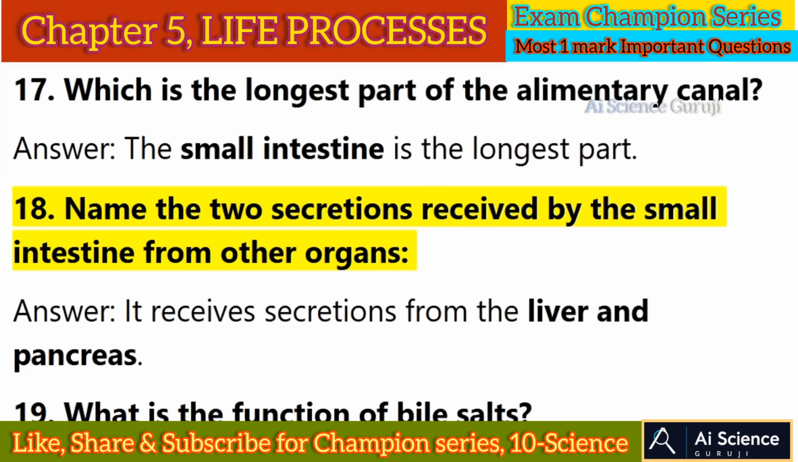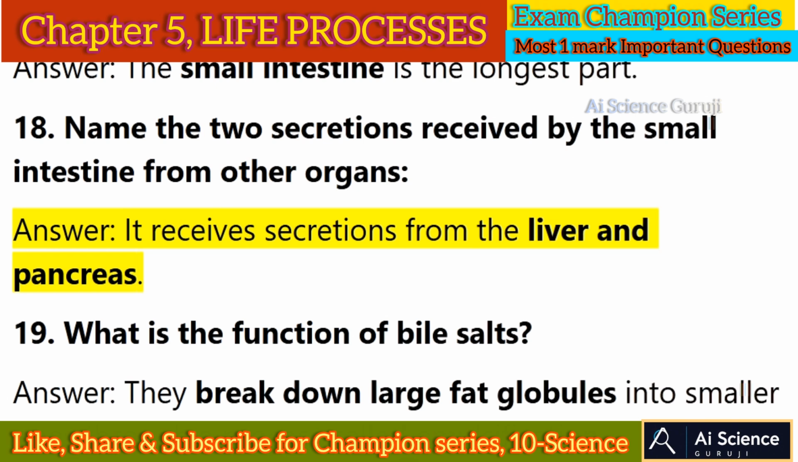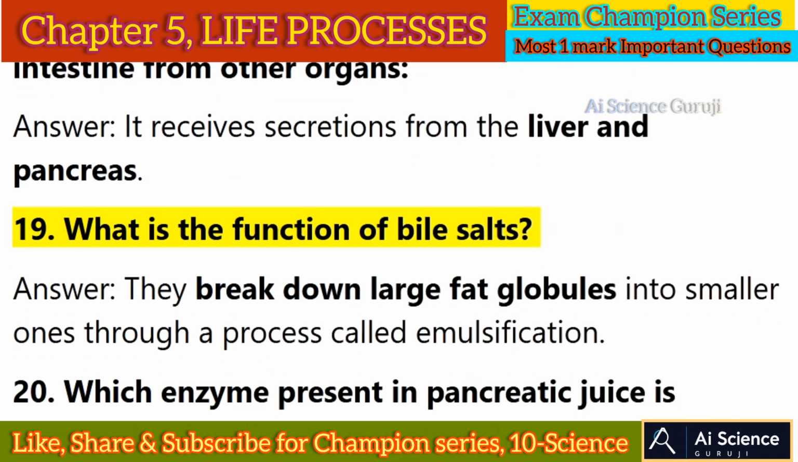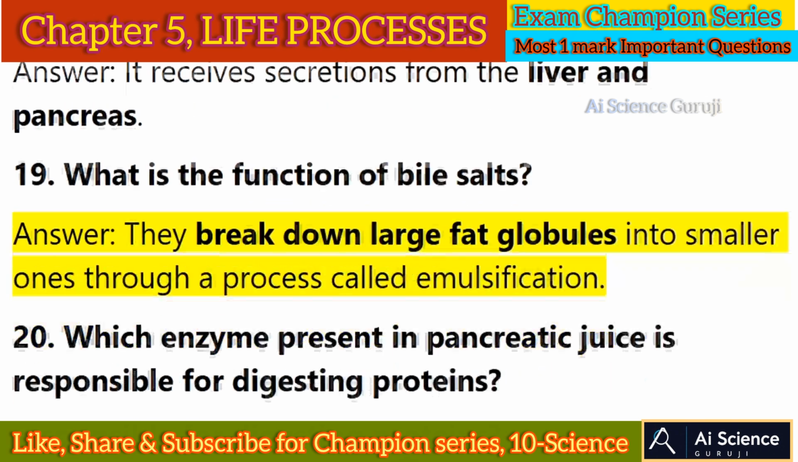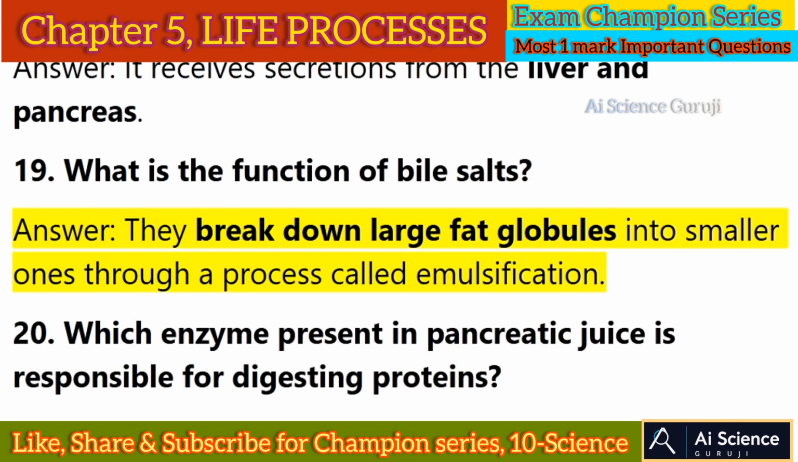18. Name the 2 secretions received by the small intestine from other organs. Answer. It receives secretions from the liver and pancreas. 19. What is the function of bile salts? Answer. They break down large fat globules into smaller ones through a process called emulsification.